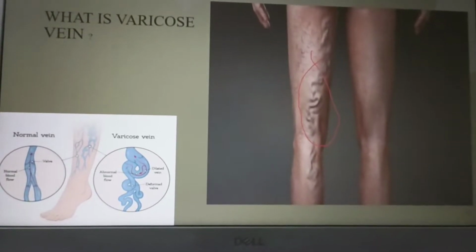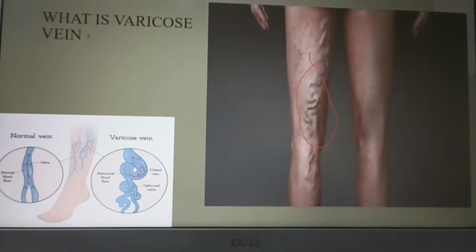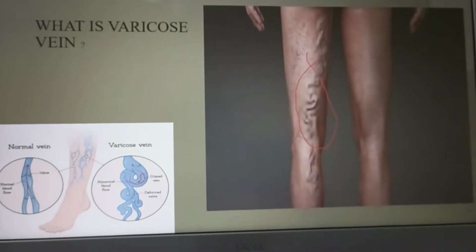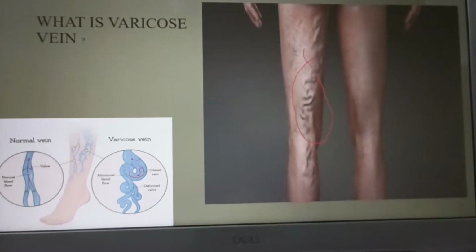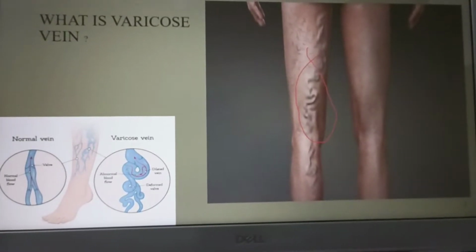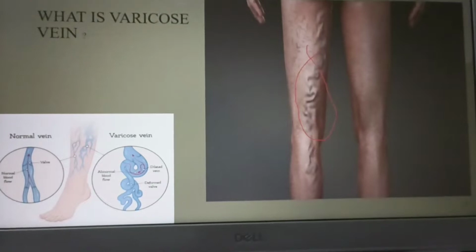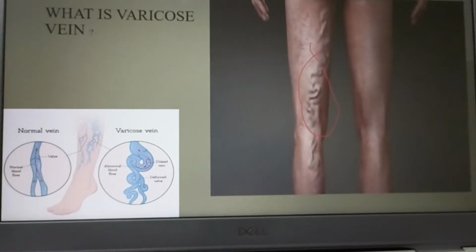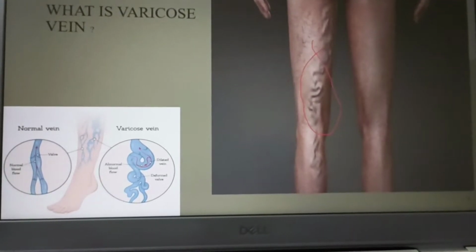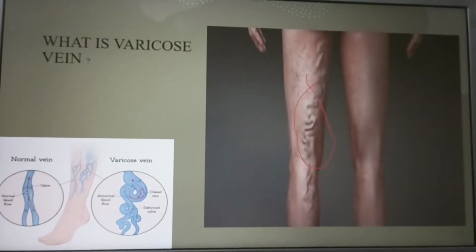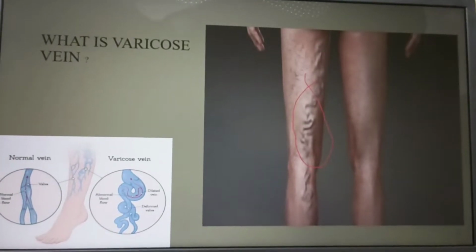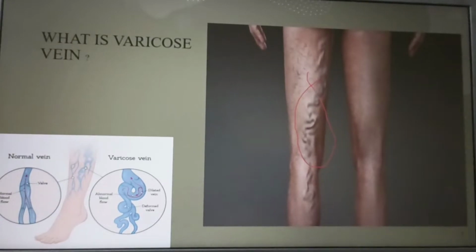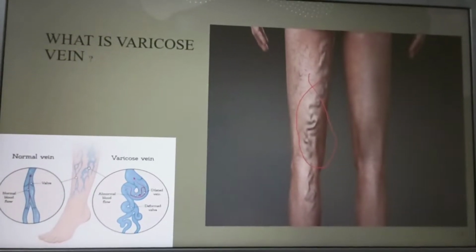In case these valves don't function properly, it results in the reverse flow of the blood and stagnation of the blood in the leg, and this causes the vein to become enlarged, twisted and engorged, and they are known as varicose veins. So this was all about how varicose vein develops. Now next we'll talk about the clinical features, that is, what are the symptoms of varicose veins.